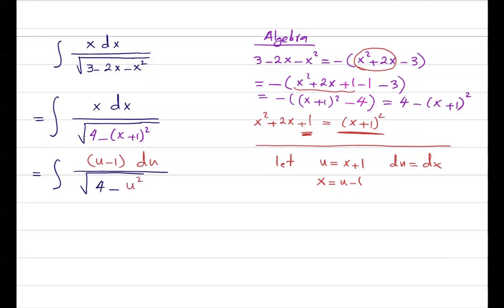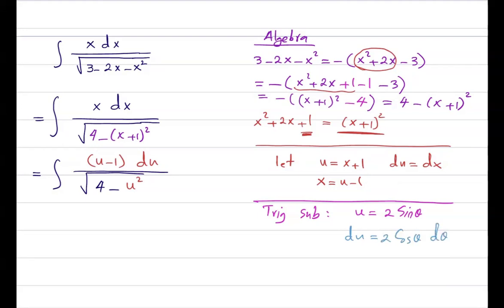Now to evaluate this integral, you can use trig substitution. I'm going to take u to be 2 sine theta. Because of this 4, I'm using 2 sine theta, so when I raise it to the second power, I can factor out 4. At the same time, my du is equal to 2 cosine theta d theta.